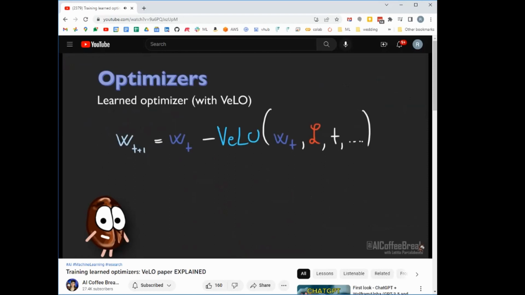And VeLO acts like this for every single weight, so for each scalar in the target neural network which it aims to optimize, at each time step it predicts how much to subtract from the weight to update it. We say here subtract, but of course if it decides to subtract a negative value, it is like it would have added something to the weight.